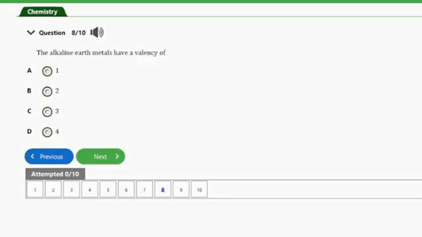Question number 8, it says the alkaline earth metals have a valency of A1, B2, C3, D4. So guys, the answer to this question will be option B, and that's 2. Alkaline earth metals will have a valency of 2. So let's recall that the alkaline earth metals are group 2 elements, and therefore they will have a valency of 2.